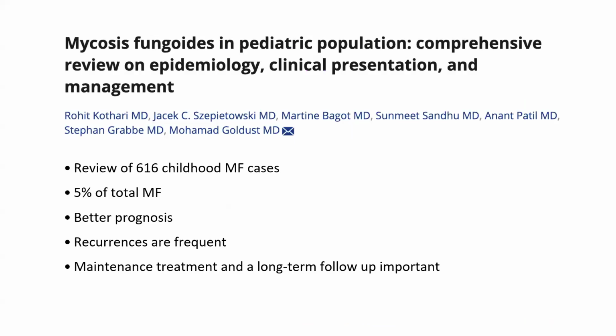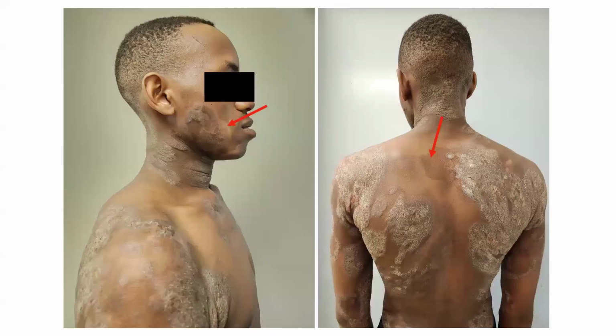A review of 616 childhood MF cases found that pediatric MF accounts for about 5% of total cases. It found that juvenile onset MF has a comparatively good prognosis, although recurrences are frequent, which warrants long-term maintenance and follow-up. On examination, you can see these thick, scaly plaques distributed widely.